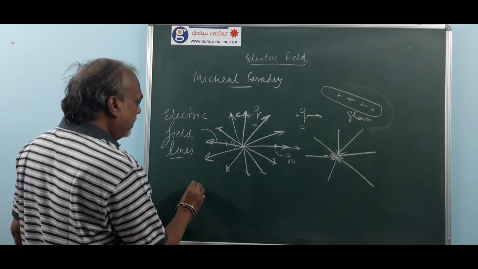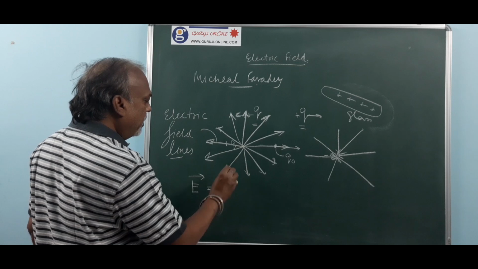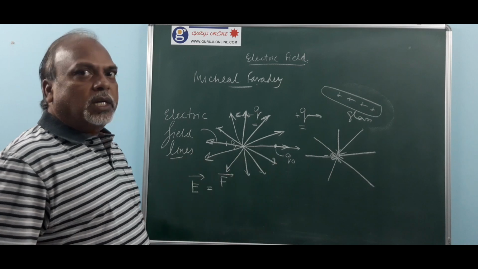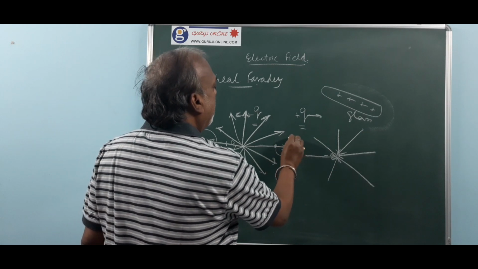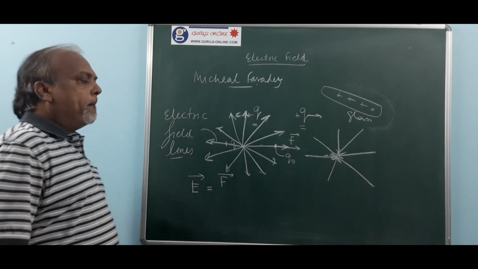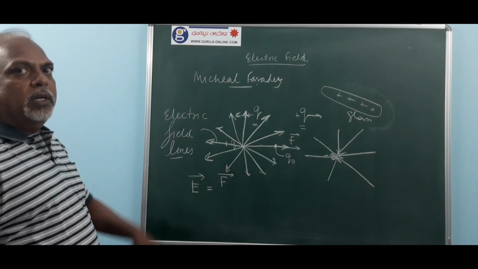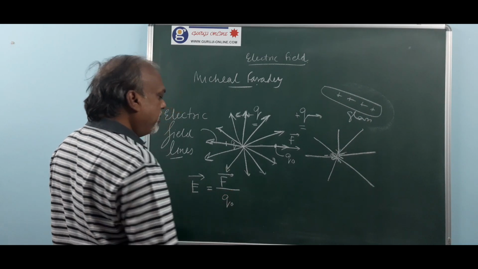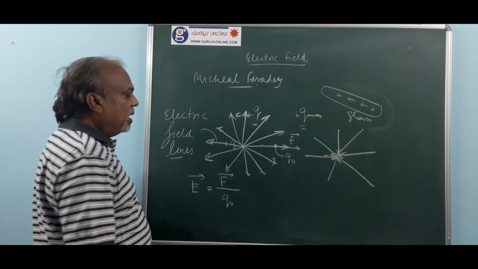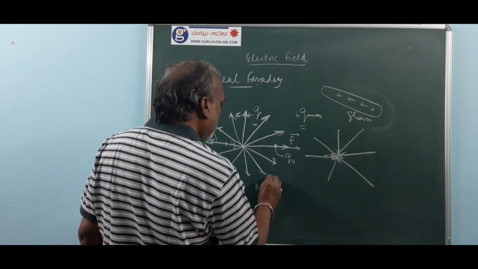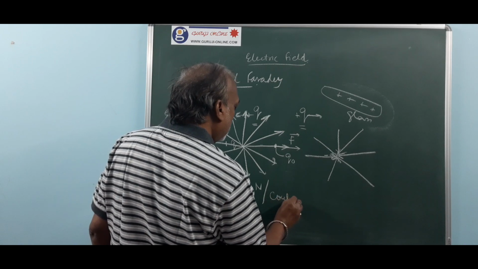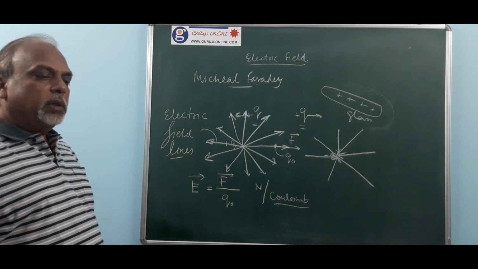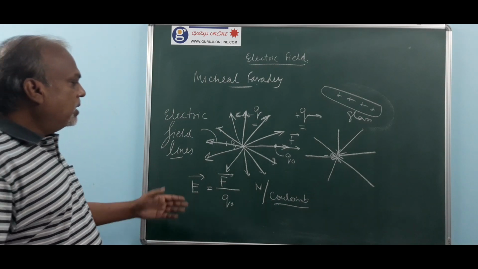Electric field, they define, it is also a vector quantity. This is nothing but the force this test charge is experiencing here, and this is the same force as we have seen in Coulomb's law, divided by Q0. Correct? And the unit is Newton per Coulomb. And this is also additive.